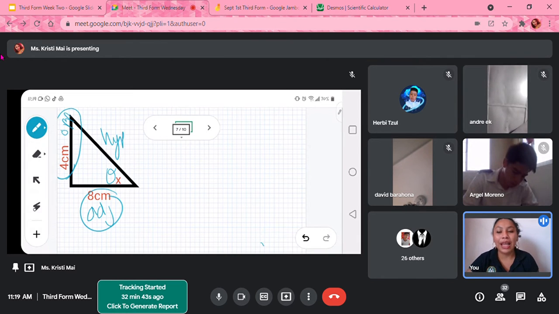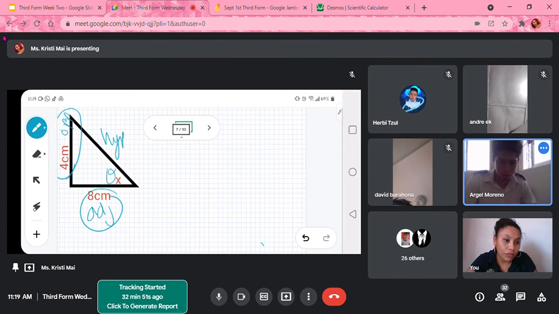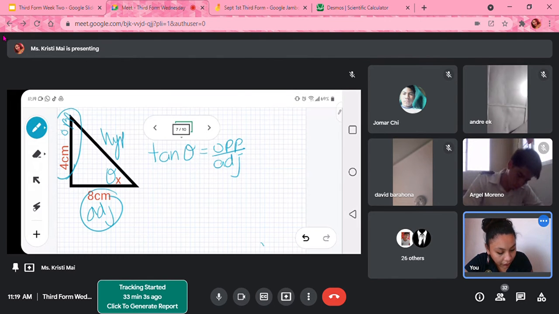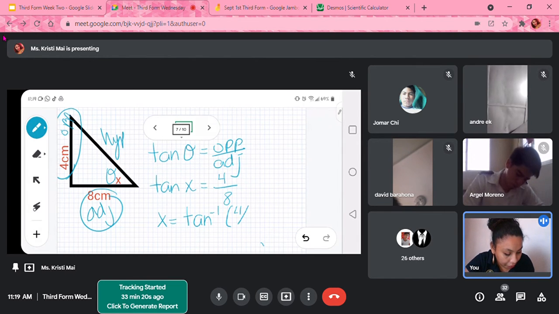In this case, the only two numbers that are given to me are the adjacent and the opposite. So what formula am I using? Tangent. Very good. So I'm going to have tangent of theta is equal to opposite over adjacent. And then I have tangent of x is equal to opposite, which is 4, and adjacent, which is 8. I'm going to leave x by itself, so I have tangent of negative 1 of 4 over 8. And what is the value of x?